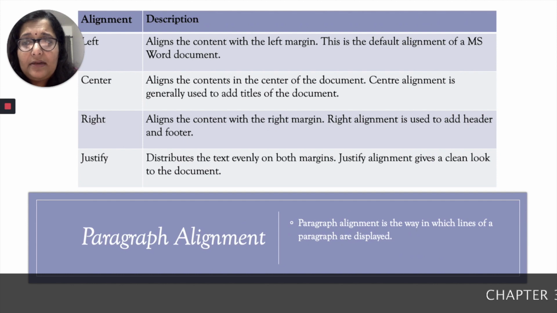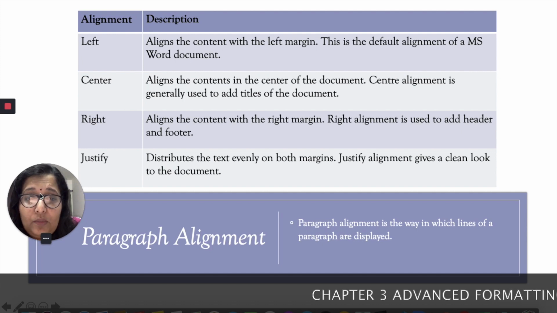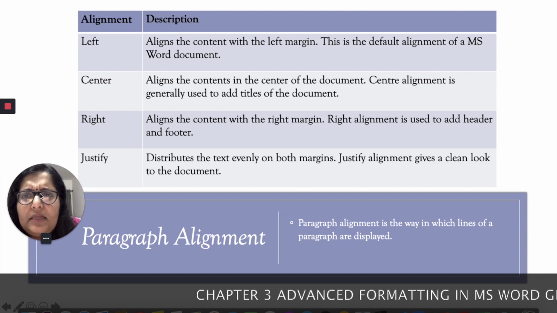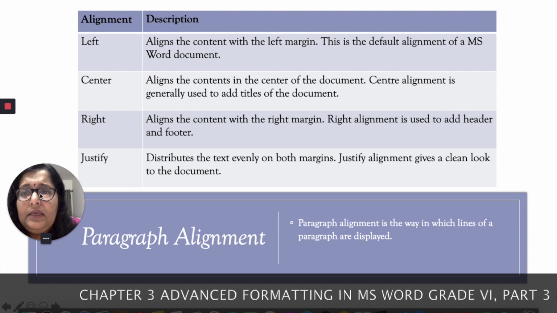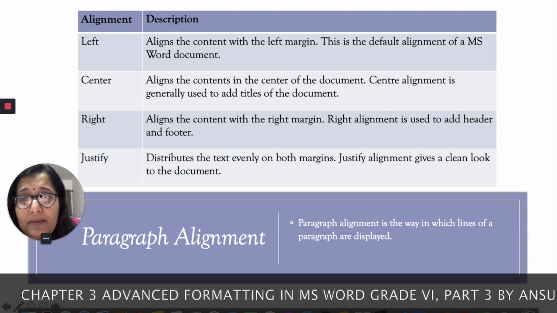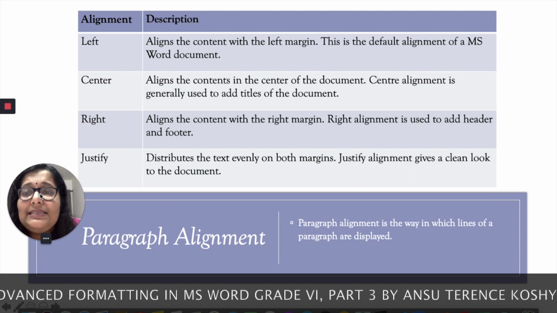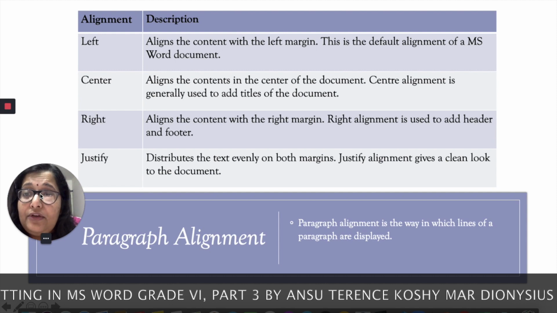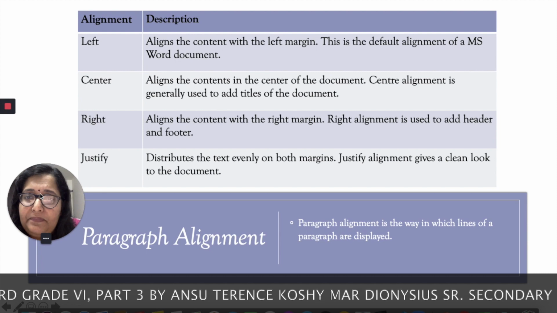Now we are going to talk about paragraph alignment. Paragraph alignment is the way in which lines of a paragraph are displayed. How your paragraph is being displayed depends on paragraph alignment. There are different types of alignments for paragraphs. There are four ways to align your document. They are left, center, right, and justify.